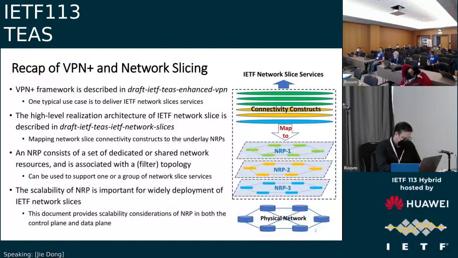It mentions the mapping of the network slice connectivity constructs to the underlying NRPs, as shown in the figure on the right side. So based on the IETF network slice draft, an NRP consists of a set of dedicated or shared network resources, and it is associated with a filter topology, so that it can be used to support one or a group of network slice services to help with the scalability issues.